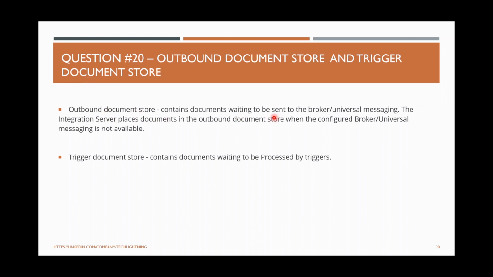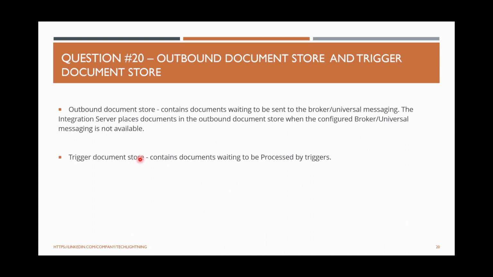It contains documents waiting to be sent to the broker or Universal Messaging. The Integration Server places a document in the outbound store when the configured broker or Universal Messaging is not available. For example, my IS is connected to some Universal Messaging, but that Universal Messaging is currently down. Earlier it was configured, but it's currently down for some maintenance. What will happen? The Integration Server queues up the document in your outbound document store. So when Universal Messaging is up, it will process the documents from here so that you will not lose any documents. And what is the trigger document store?